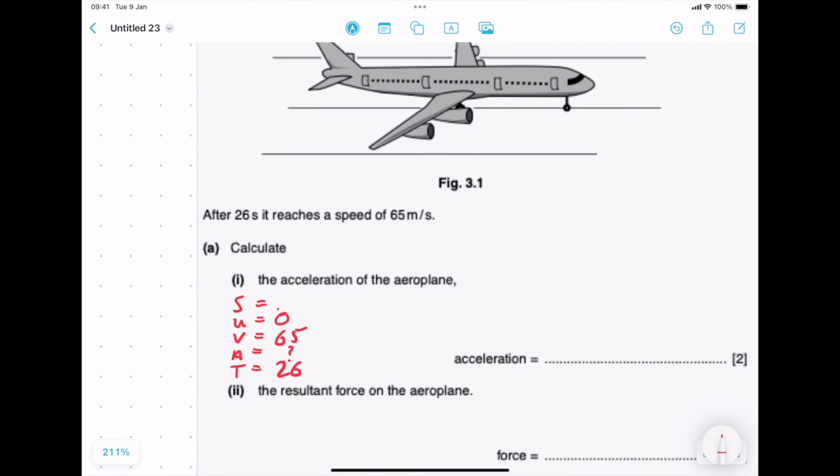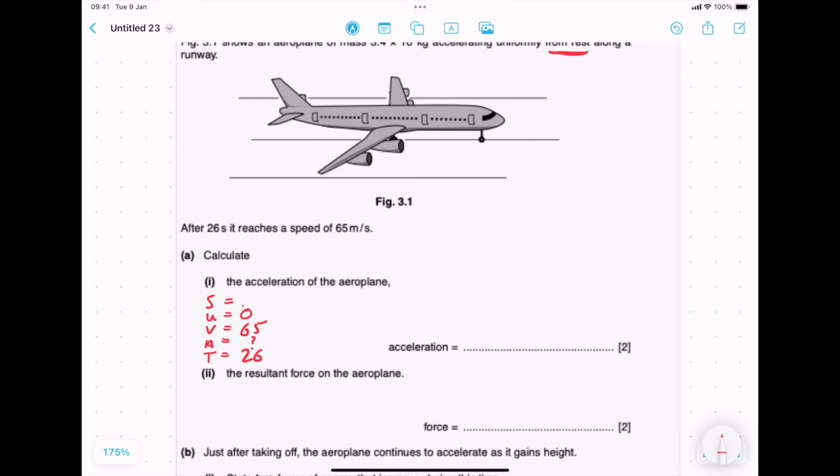So we need something with V, U, A, and T. The equation we need is V equals U plus AT. So rearranging gives A equals (V minus U) divided by T. We substitute in the numbers that we have. So it'll be 65 minus 0 divided by the time it takes, which is 26. 65 divided by 26 gives us 2.5 meters per second squared.